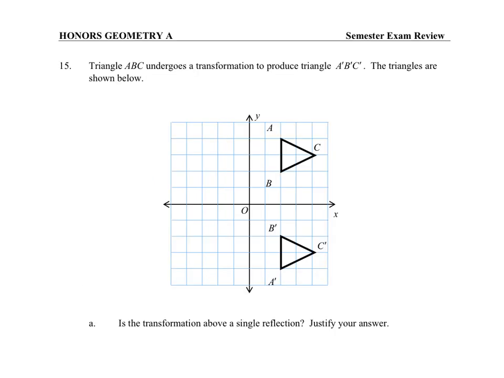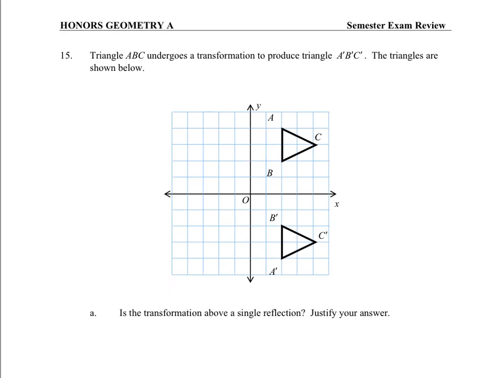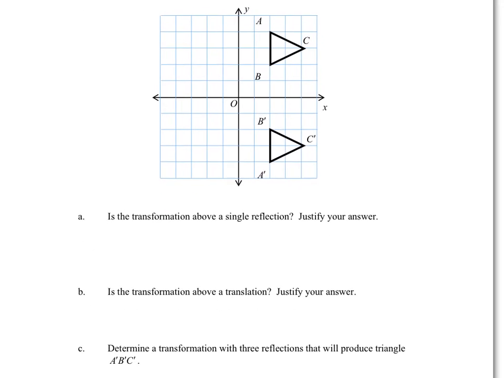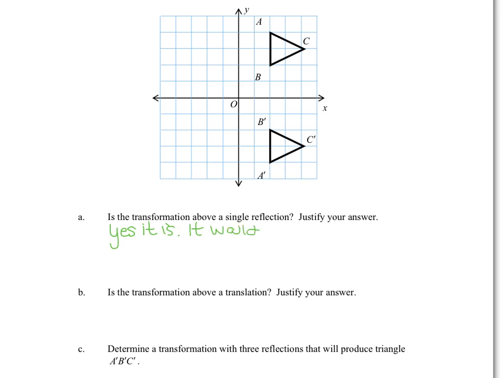Question 15. Triangle ABC undergoes a transformation to produce triangle A', B', C'. The triangles are shown below. So we know some kind of transformation is going to take this figure and make it into this figure. So the first question is, is the transformation above a single reflection? Justify your answer. Well, yes it is. It would be a reflection over the x-axis.